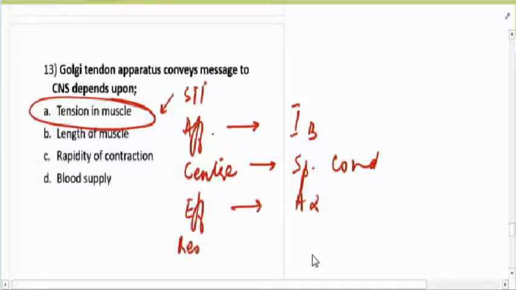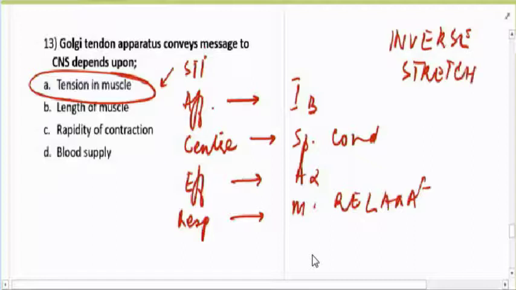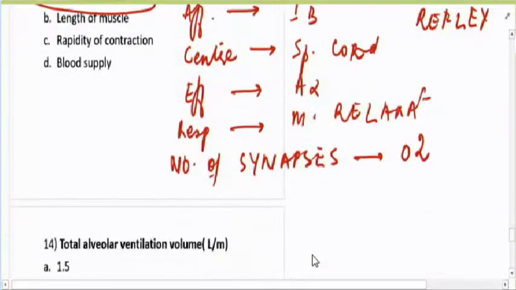What is the response which is going to be seen? There is a muscle relaxation. Whenever the Golgi tendon organ is stimulated, it produces a muscle relaxation. It gives rise to what is known as the inverse stretch reflex. How many synapses are there? Number of synapses is 2. It is a bisynaptic reflex. Let's have a look at the next question.